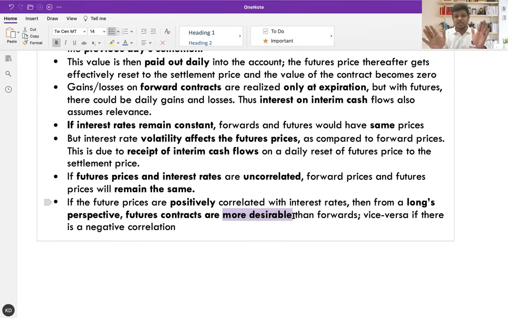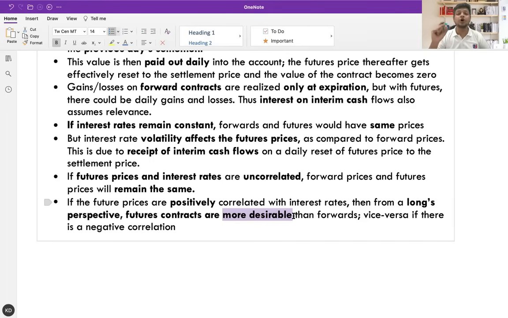So if the interest rates are constant, there's no problem. But if the interest rates are increasing, and if the futures price is dependent on the interest rates, then the prices may also change. Therefore, if you expect the interest rates to change, what is beneficial to have, a futures contract or a forward contract from the long perspective? It is beneficial to have a futures contract, because it takes the interest rate into account. The prices will keep on changing for the futures, but not for the forward.